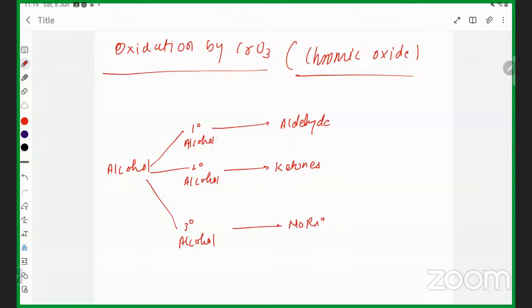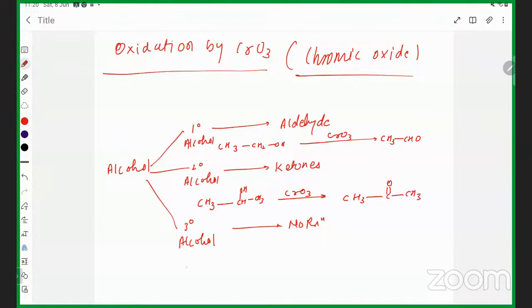If I take the example of this one, CH3CH2OH, so CrO3, it will give CH3CHO. If I take the alcohol, this one, 2 degree alcohol, and you are treating with CrO3, then it will give the ketone. And if you take the 3 degree alcohol and you are using CrO3, it is not going to react.